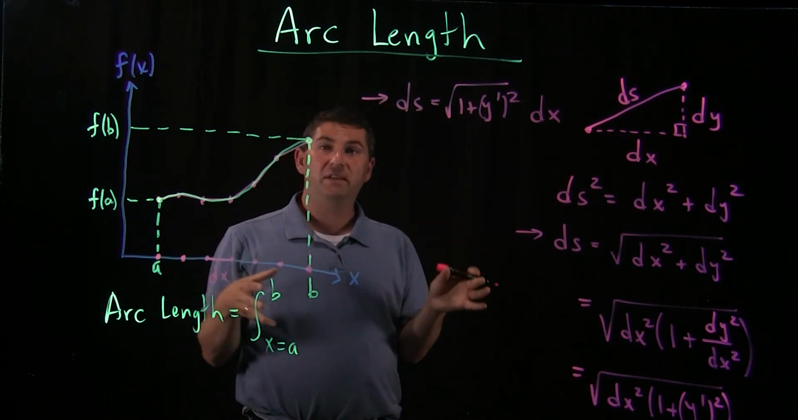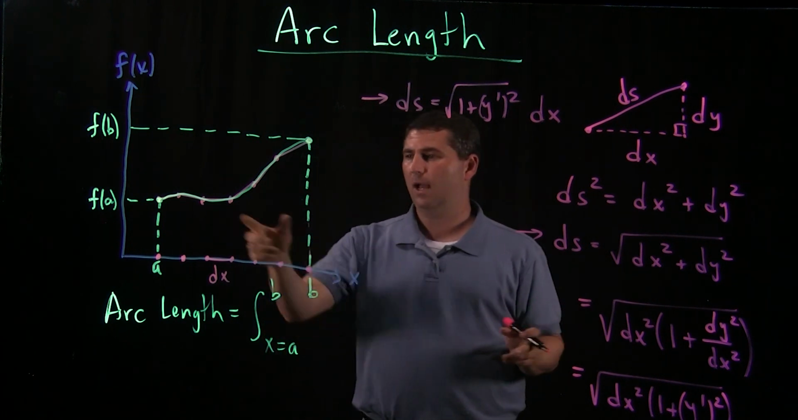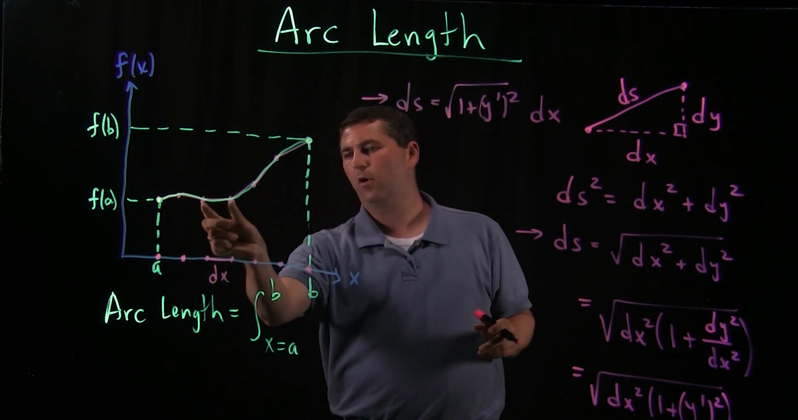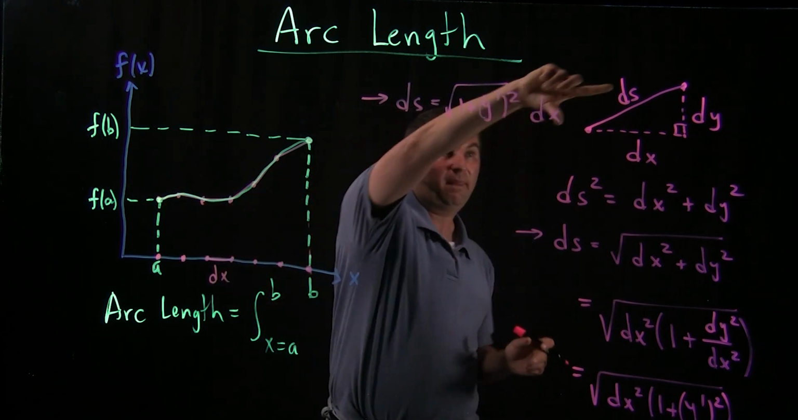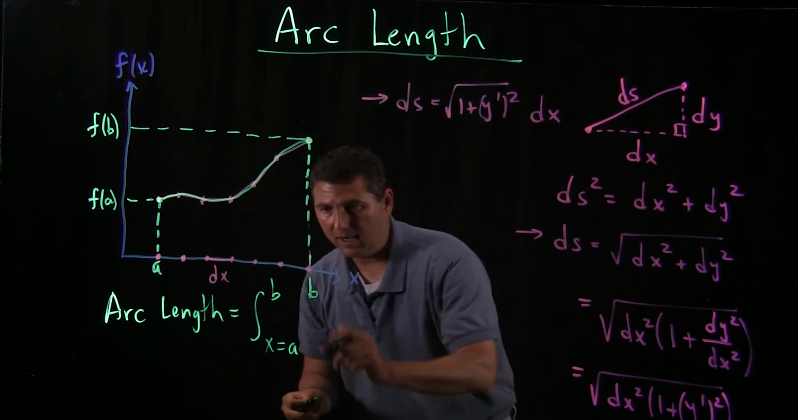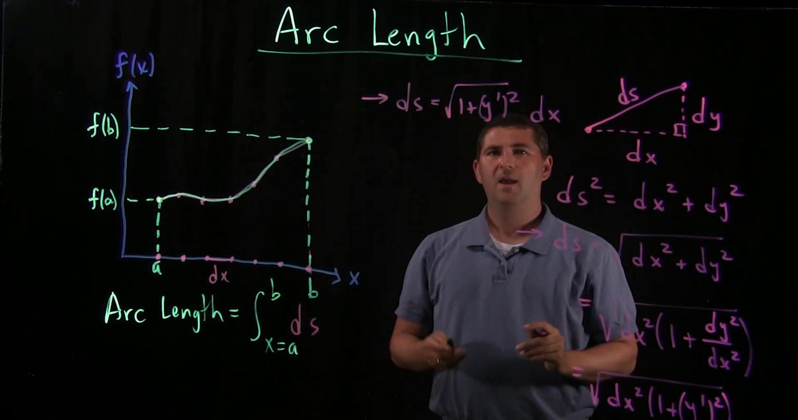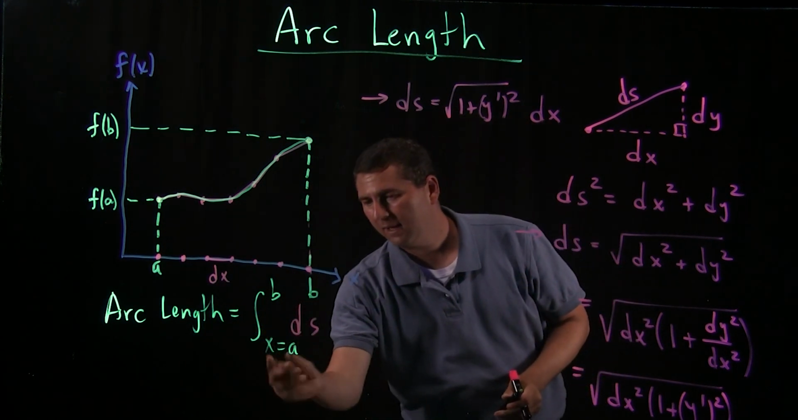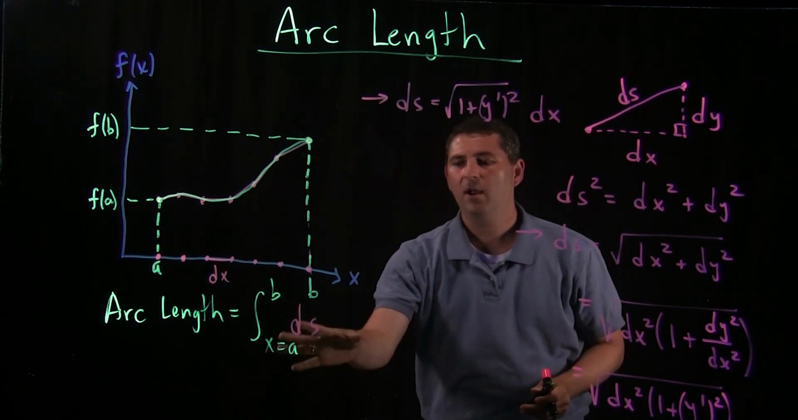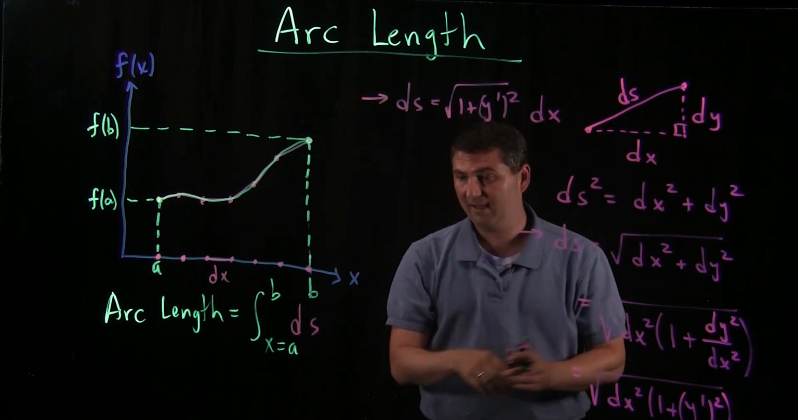Now, why did I want this ds? Well, remember, what am I trying to add up? Well, I want to add up the lengths of all these little line segments, and that's exactly what the ds was. So over here, I actually could write, I'm just going to add up all the ds's. But since I'm integrating and the x is the input variable here, it's better to rewrite my ds in terms of x's, and now we have a way to do that.